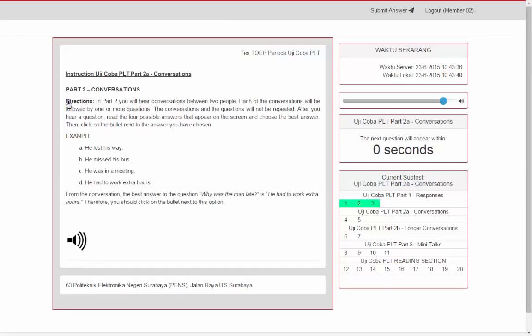Part 2. Conversations. Directions. In Part 2, you will hear conversations between 2 people. Each of the conversations will be followed by 1 or more questions. The conversations and the questions will not be repeated. After you hear a question, read the 4 possible answers that appear on the screen and choose the best answer. Then, click on the bullet next to the answer you have chosen.